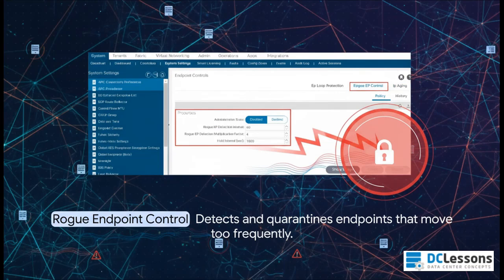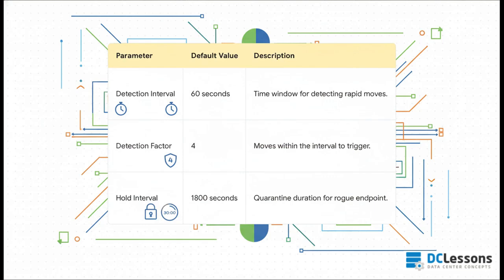Now for something really cool: rogue endpoint control. So what exactly is a rogue endpoint? It's a device that looks like it's moving around the fabric at an impossible speed, flopping between different ports, different EPGs. This could be a malicious attack trying to mess with your endpoint table, or it could just be a simple misconfiguration. Either way, this feature detects that crazy movement and puts the offending endpoint in quarantine, effectively neutralizing the threat. And you get to control exactly how it behaves.